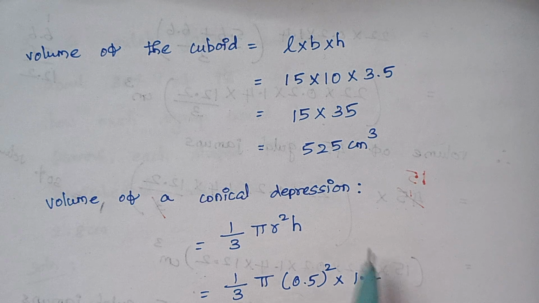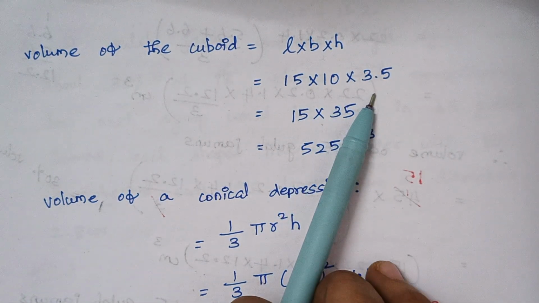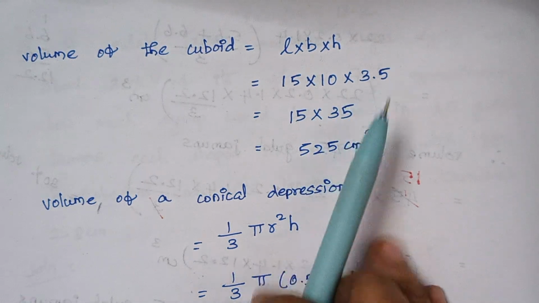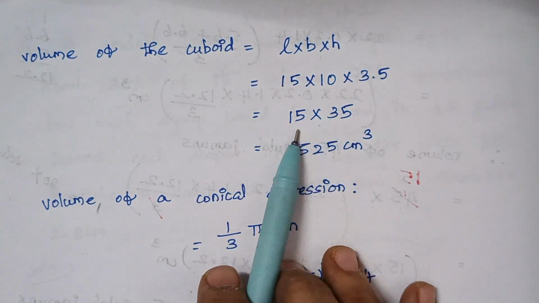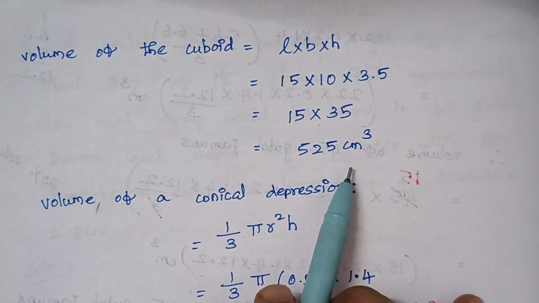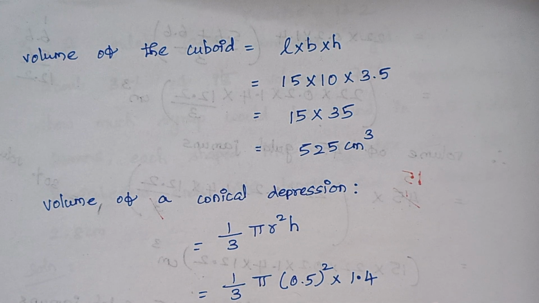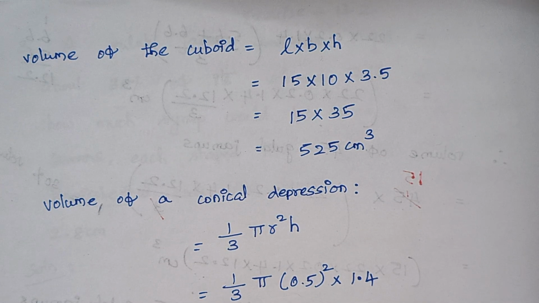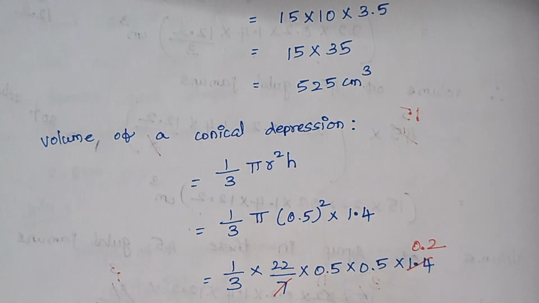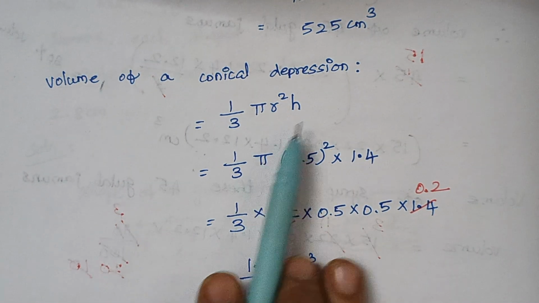So here it is L into B into H. So 15 into 10 into 3.5. 10 into 3.5 becomes 35 and 15 into 35 gives you 525 centimeter cube because it is volume. Next we are going to find the volume of the conical depression, which is nothing but the volume of the cone. So what is the formula for the volume of the cone? It is 1 by 3 pi r square h.